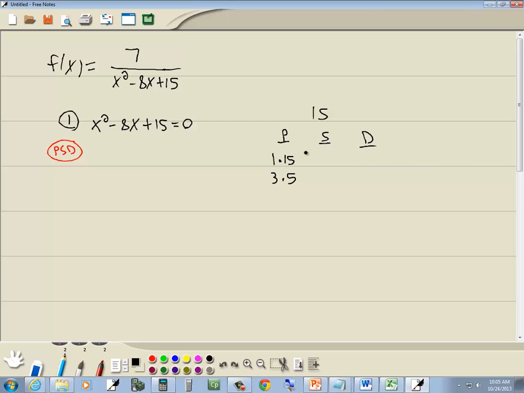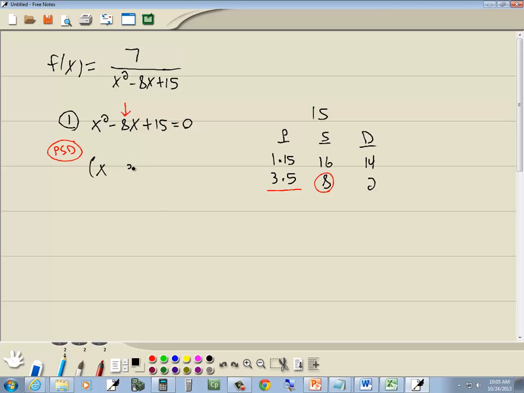In the S column, we want to add these numbers together. 1 plus 15 is 16, 3 plus 5 is 8. The difference column, D for difference: 15 minus 1 is 14, 5 minus 3 is 2. And let's try it again. I said it, but I wrote it wrong. Okay. The number we're looking for is the number in our middle term, which is an 8, which is right here, which means we use 3 and 5.